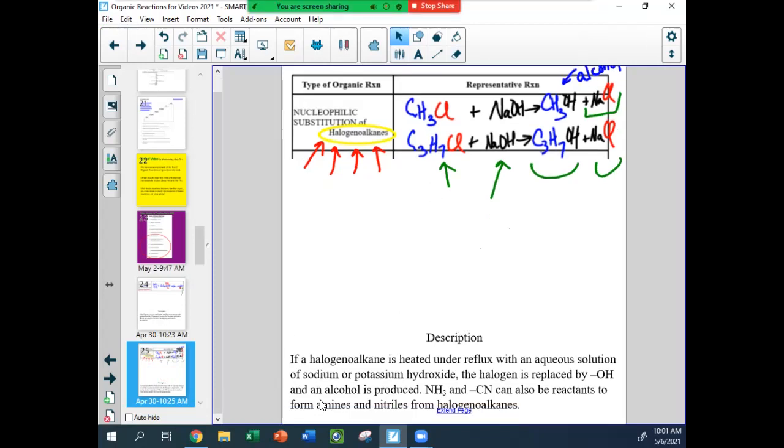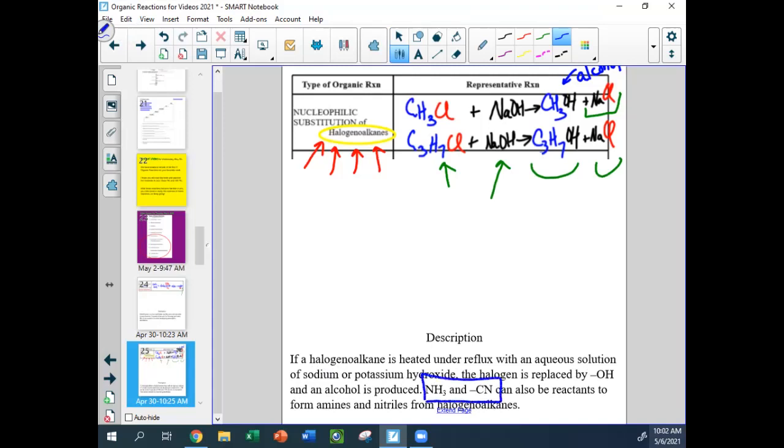Please read carefully down here that this description is: if a halogenoalkane is heated under reflux with an aqueous solution of sodium or potassium hydroxide, the halogen is replaced by the OH group and an alcohol is produced. You do need to know this also. This is the nucleophile. The NaOH is the nucleophile. And here are two other nucleophiles that can do this reaction.